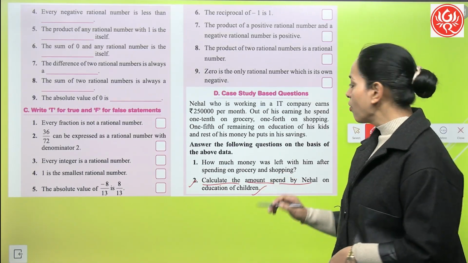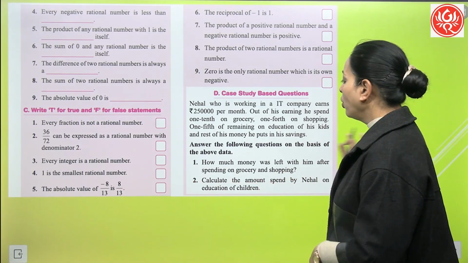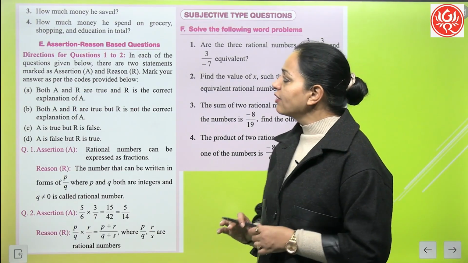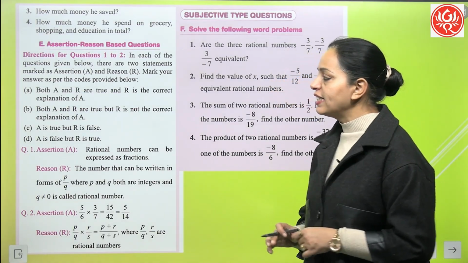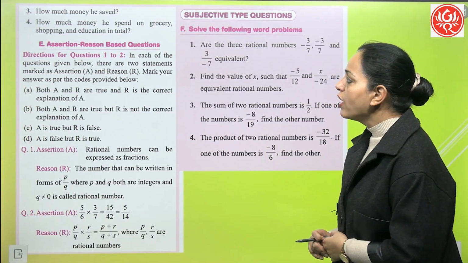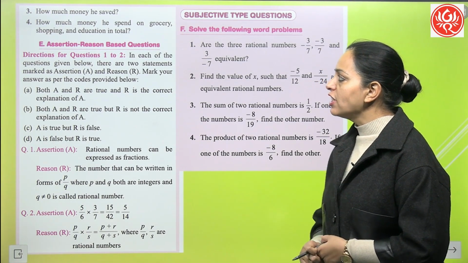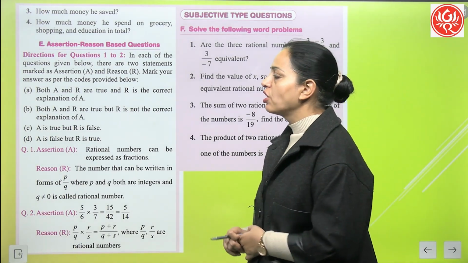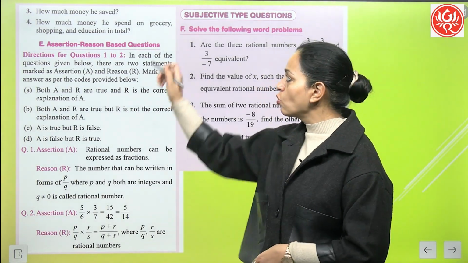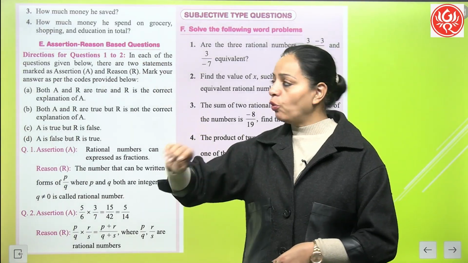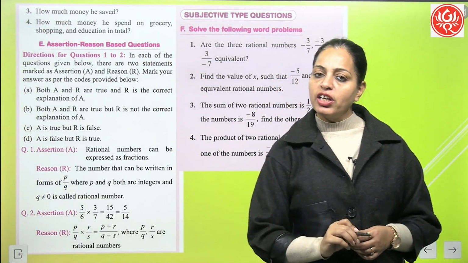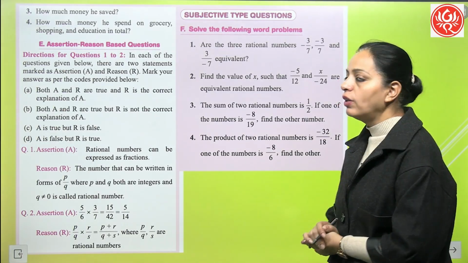So you can just find it out on your own. Now see the next, the third one, how much money he saved. You can try this one also. And then the fourth one, how much money he spent on grocery, shopping and education in total. So grocery I told you, shopping I told you, and you can find on education and then add all these.